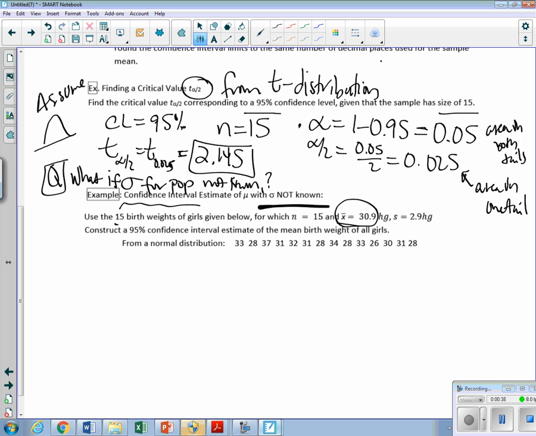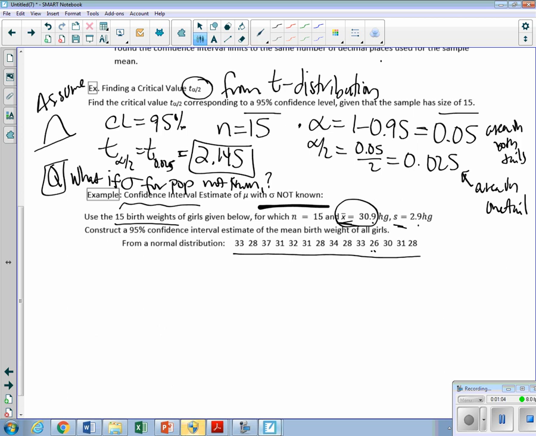So we're going to use the 15 birth weights of girls given below. Here we have an original data set, so we can take our calculations to one more decimal place than the original data set. Just like we have for measures of center and measures of variation, we could take our calculations to one more decimal place. So we're given the following.